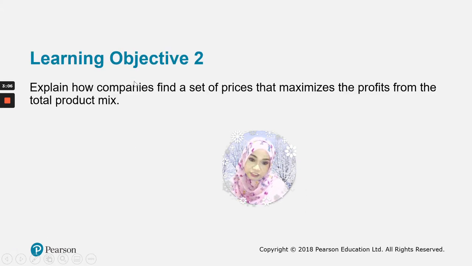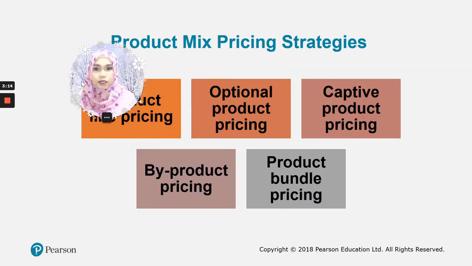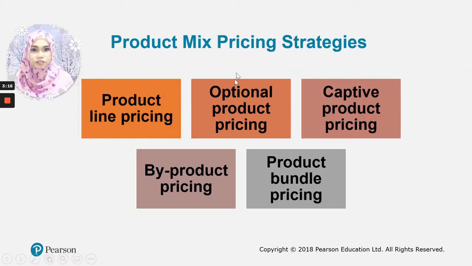Next, the second learning objective, which is to explain how companies will find a set of prices that will maximize the profit from the total product mix. Now, there are 5 product mix pricing strategies that we're going to learn here. First one is product line pricing, optional product pricing, captive product pricing, by-product pricing, and also product bundle pricing.